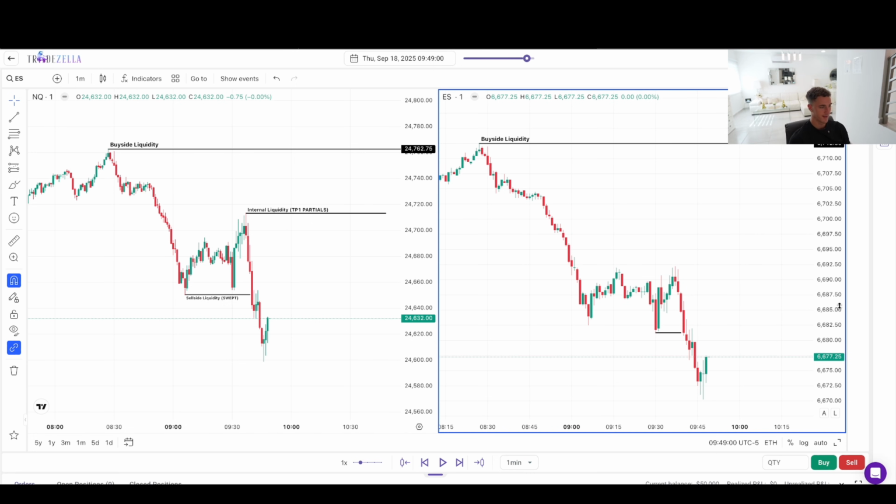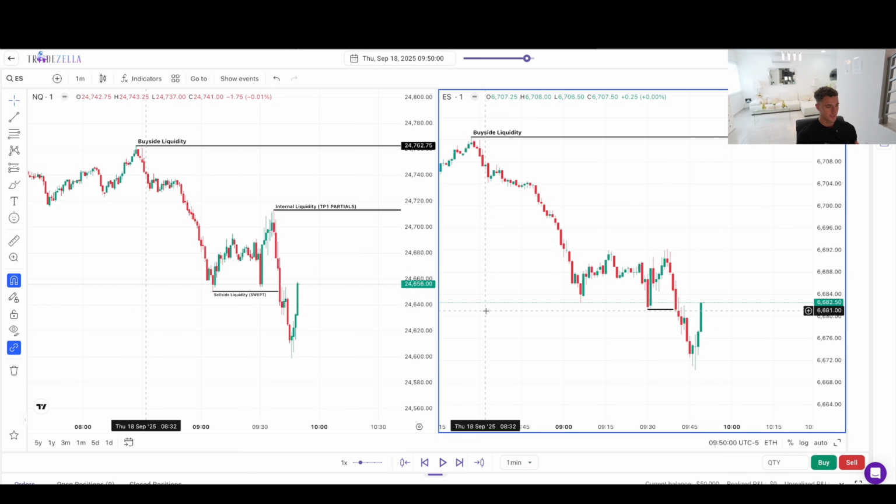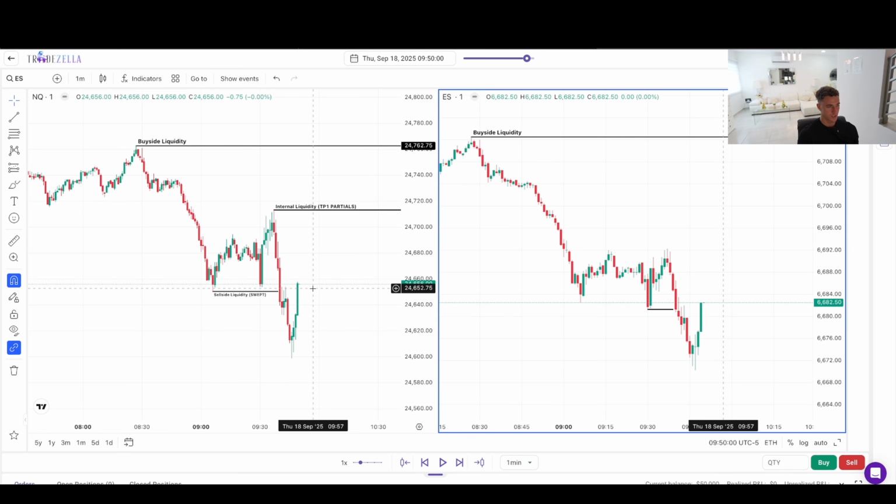Number one, we've had a liquidity sweep. What's going to be number two? We need to see a displacement on both assets. So let's skip this forward and see. We've seen a displacement higher. Now what comes with a displacement higher? It's going to be a market structure shift. You can see the swing high here. We've actually broken through on both assets. So we've had a displacement higher, had a market structure shift, and we've also had a liquidity sweep.